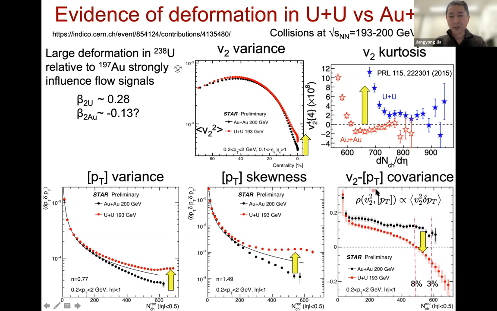Another observable that people recently proposed is the v2-pT correlation. This is a three-particle correlation. What the deformation does is suppress the signal relative to the spherical system, and you can see the difference is very dramatic between uranium and gold. Of course, it's nice to see this, but we want to understand how these signatures are related to the deformation before we can turn this into a quantitative tool.